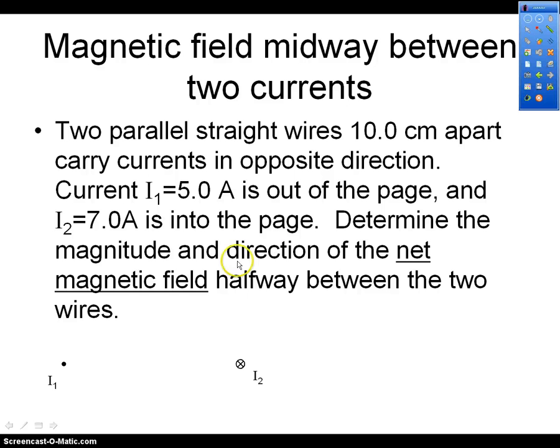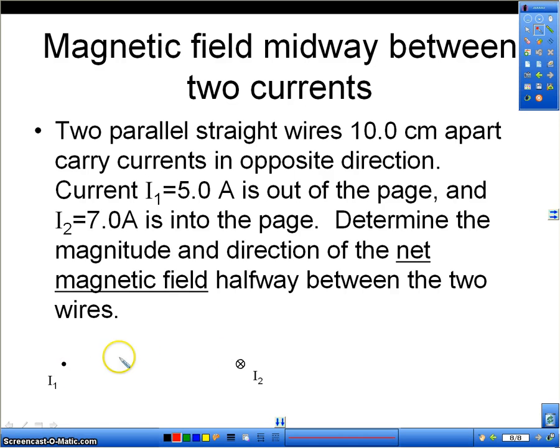Alright, this problem is going to ask you to calculate the magnetic field between two wires. The first wire has 5 amps and the second wire is 7 amps. And they want to know what the net magnetic field is halfway between. So it's at a distance of 5 centimeters from each. So if you do the right-hand rule for this one and point your thumb out of the page, your fingers at this point point upward. So the magnetic field due to 1 is going to point upward.